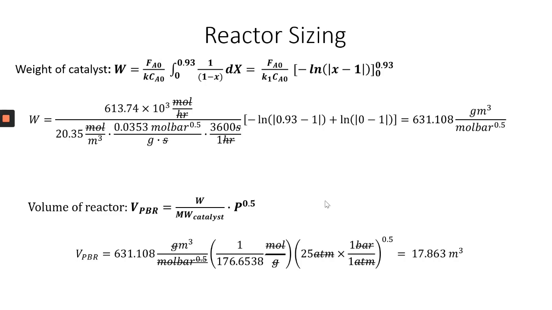From journals, the reaction order for the SMR process and also WGS is 1. Since K01 and K02 are given in the journal, we can calculate K1 and K2 using the Arrhenius equation. Reactor sizing. This is the formula for volume. Weight of catalyst will be calculated using this formula. Hence, we can get the PBR volume.